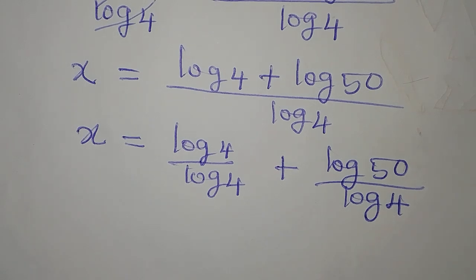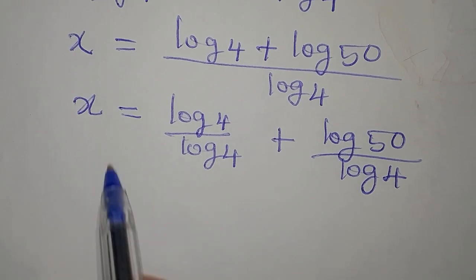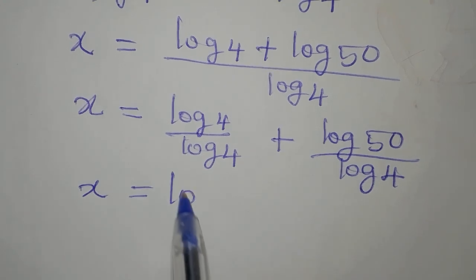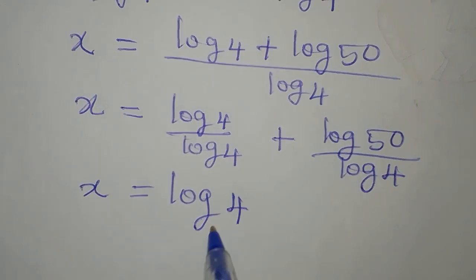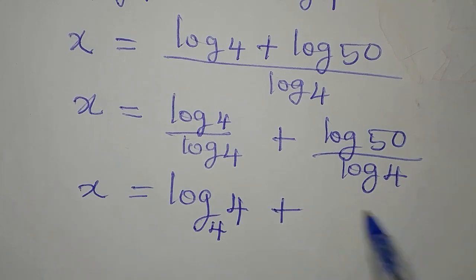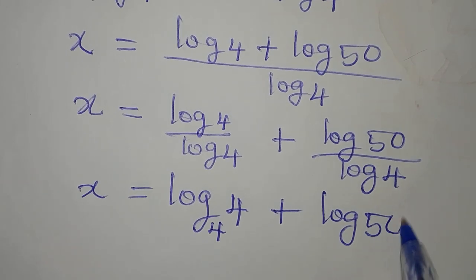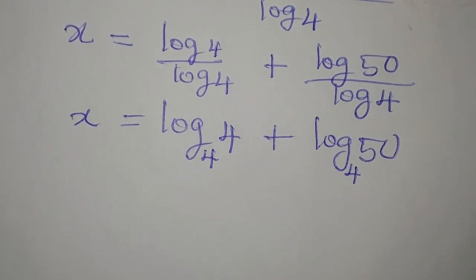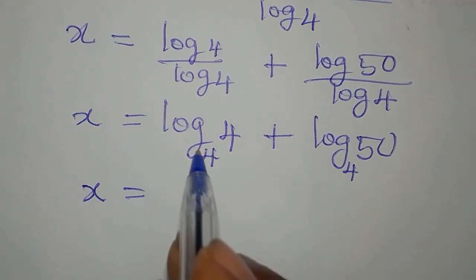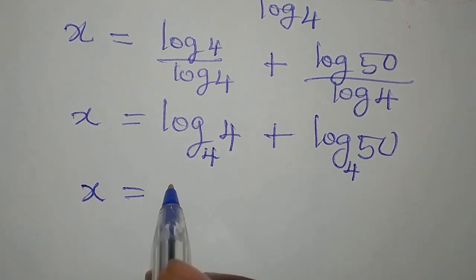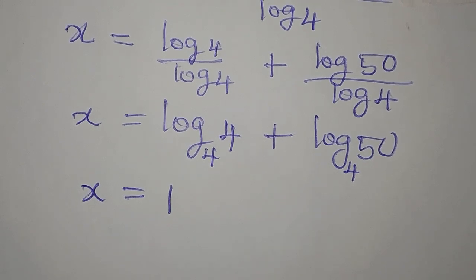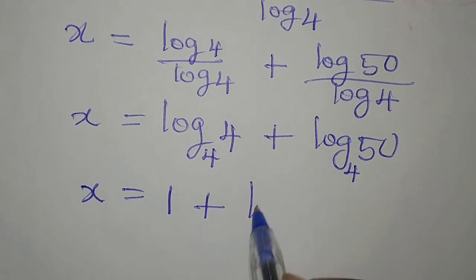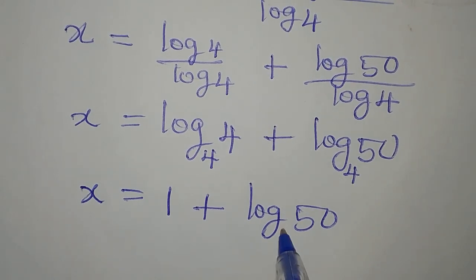This is log 4 as the denominator, right? So we can have x now to be log 4. This 4 here becomes the base. Plus here we have log 50, and this 4 becomes the base. So that if we go ahead with this, our x will now be log 4 to base 4, which is equal to 1. Because according to one of the laws of logarithm, log of the same number to the same base is equal to 1. Then plus, we have our log 50 to the base of 4.